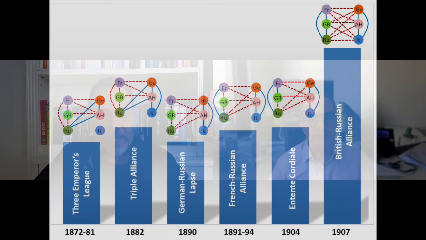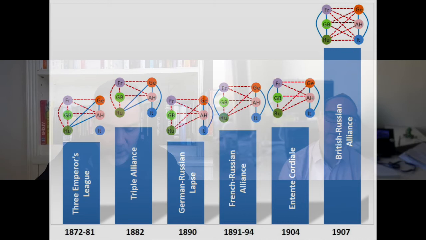and Italy. So in 1872 to 81, we have the so-called Three Emperors League, a triple alliance between Germany, Russia, and the Austro-Hungarian Empire, and an enmity with all the others except Italy, which was not participating in anything. So then we have no balance at all there. We have poor balance, let's say 0.5. I don't have the number here.